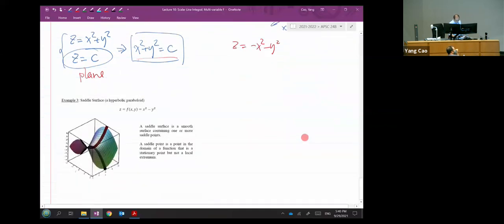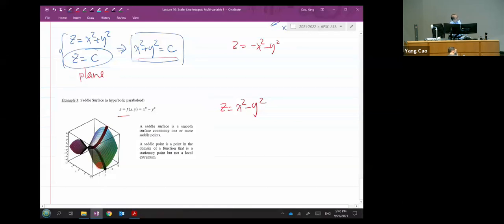Okay, and let's look at this example here. z equal to x squared minus y squared. So this function is not x squared plus y squared anymore. It's x squared minus y squared. So if I plot it out, it looks like this.